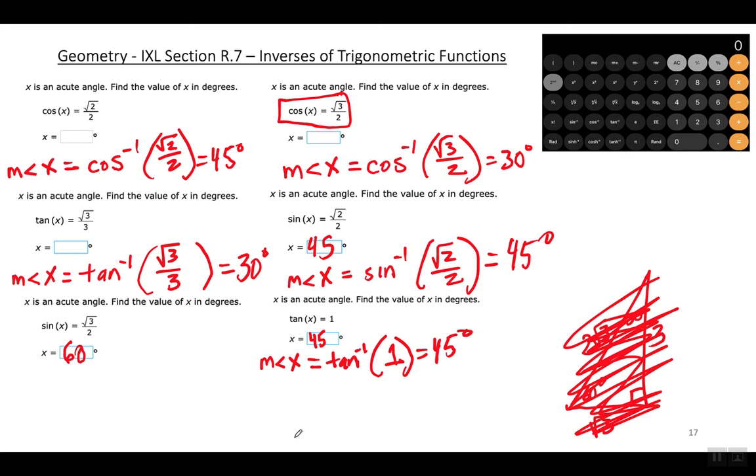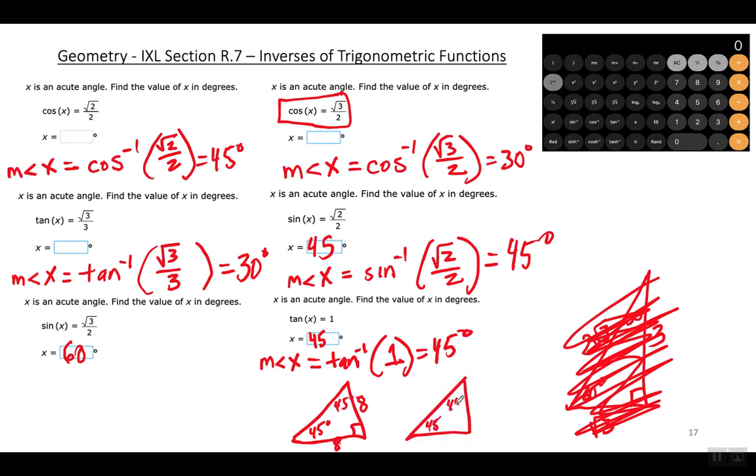Okay, remember, if you saw my explanation on special right triangles, I said that in a 45-45-90 triangle, both legs are the same, right? So it doesn't matter what the legs are. Let's say they're 8 and 8. Tangent is the opposite side divided by the adjacent. It's always going to be the same number divided by the same number, which will equal 1. That's why when I got the inverse tangent of 1, I get 45 degrees.